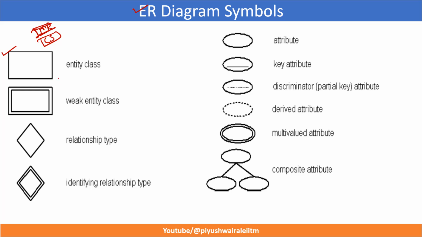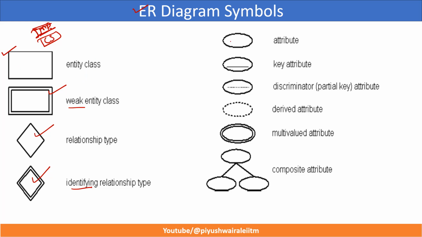So an entity class is represented by a rectangle. A weak entity class is represented by a double rectangle. A relationship is represented by this diamond shape. An identifying relationship is represented by a double diamond shape. We'll discuss what identifying relationships and weak entity classes are, don't worry. But just keep a note of these symbols and what they indicate.